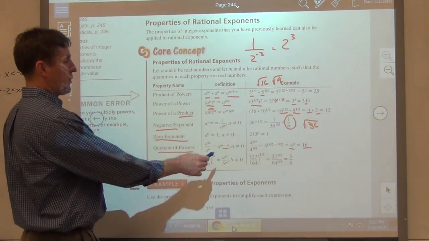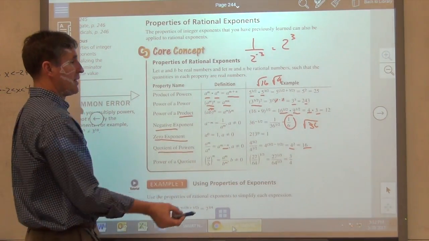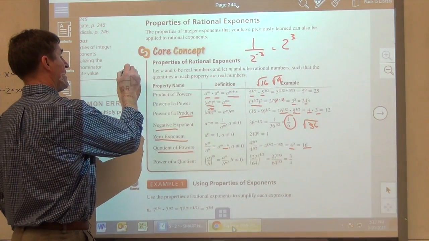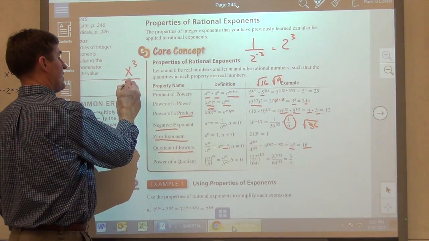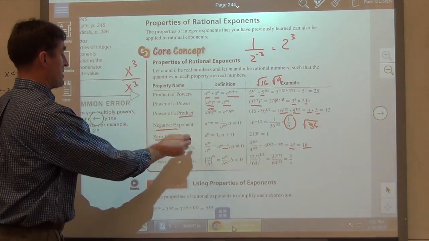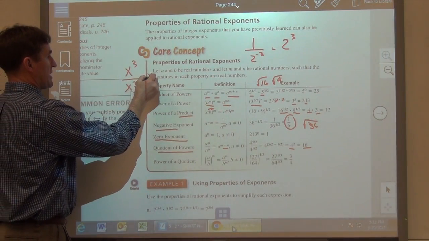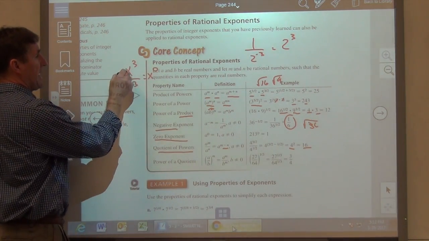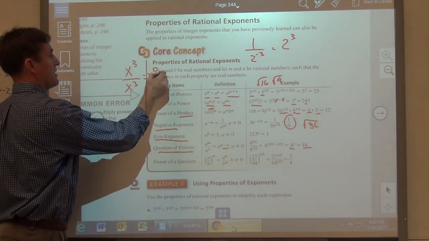Which takes us back to why the 0 power is 1, because if I had x to the third divided by x to the third, and we subtracted, 3 minus 3 would be x to the 0, and we all know that anything divided by itself is 1.